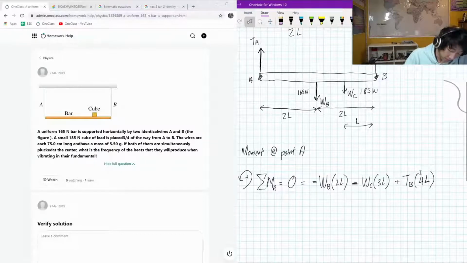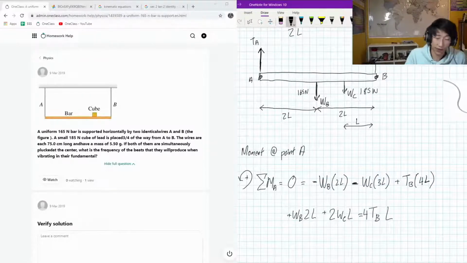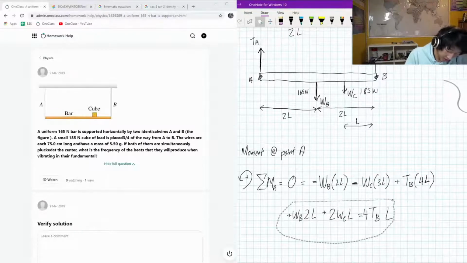Okay, so we can isolate these, and we can solve for TB. Let's first move the W terms to the left side of the equation. So we have positive WB 2L plus WC 3L is equal to TB 4L. And as you can see, we can just divide both sides by L, so everyone can lose their L. We don't take no L's around here. Ahahaha.